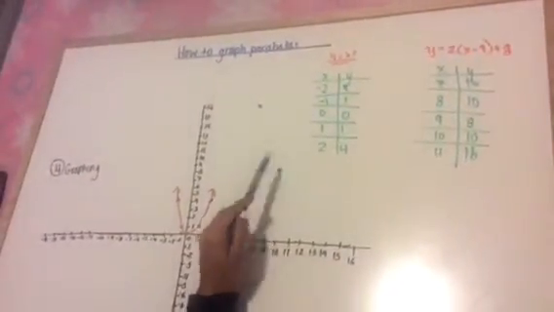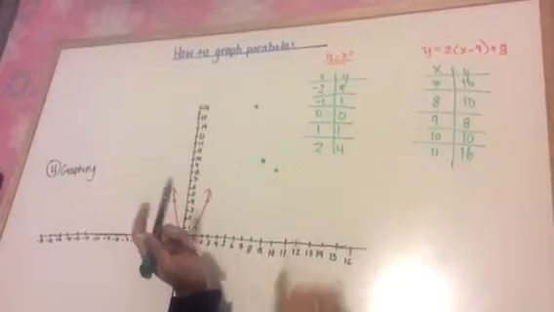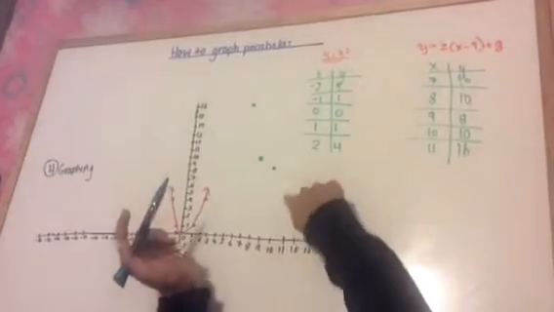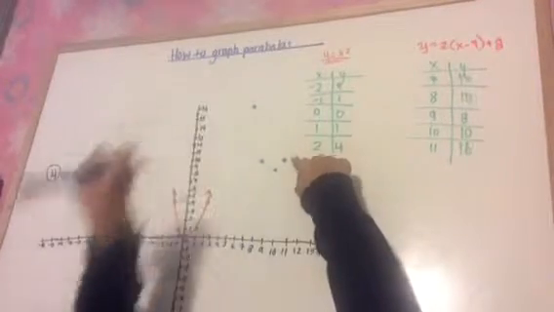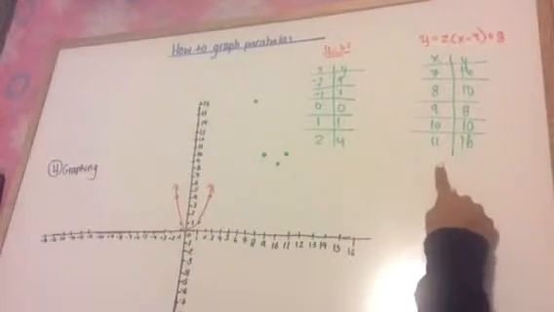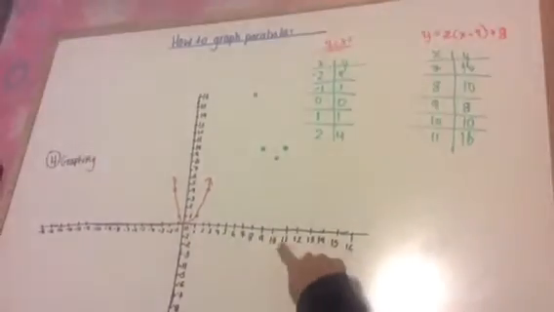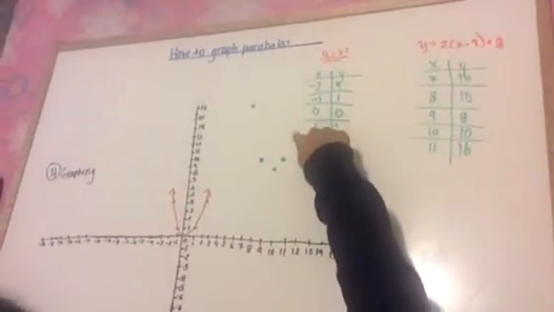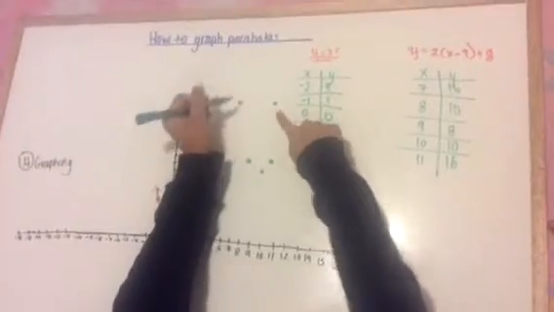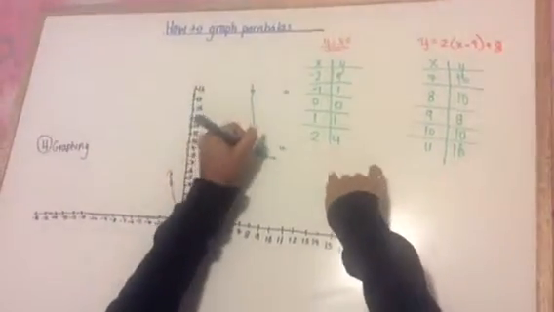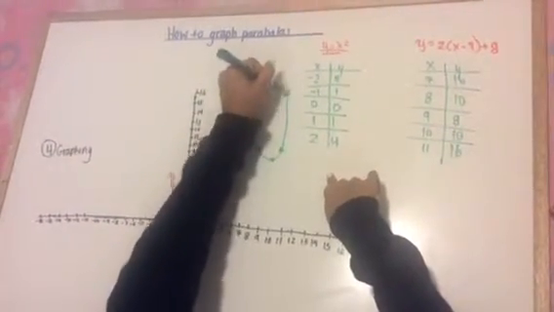So here we are. Our fourth point is 10 and 10. Our last point is 11 and 16. So right here, 11 and 16. So this is going to be our new transformed parabola.